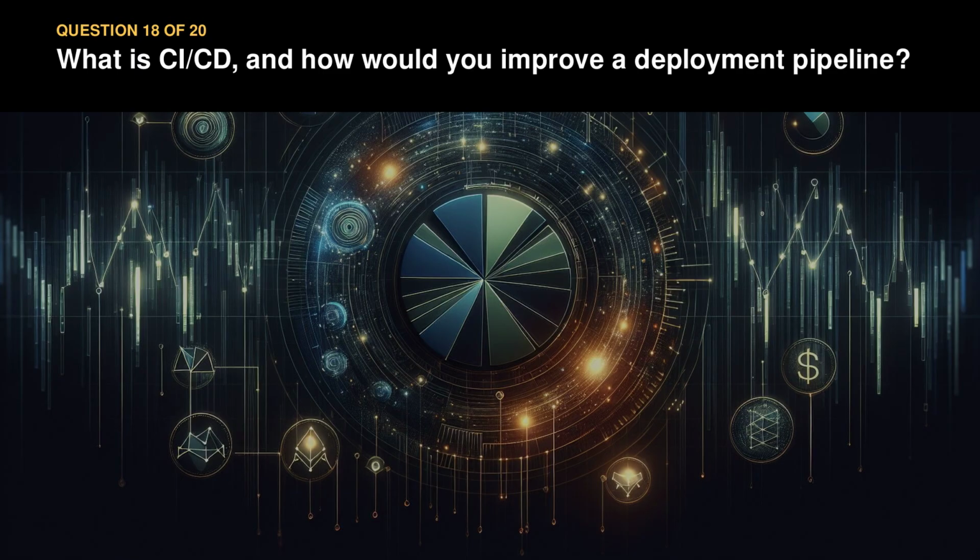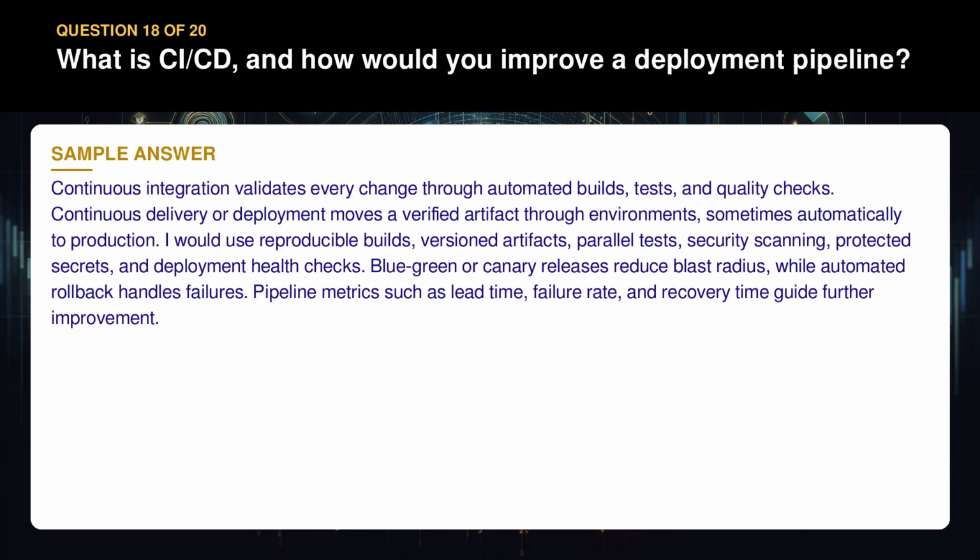Question 18. What is CI/CD, and how would you improve a deployment pipeline? Continuous integration validates every change through automated builds, tests, and quality checks. Continuous delivery or deployment moves a verified artifact through environments, sometimes automatically to production. I would use reproducible builds, versioned artifacts, parallel tests, security scanning, protected secrets, and deployment health checks. Blue-green or canary releases reduce blast radius, while automated rollback handles failures. Pipeline metrics such as lead time, failure rate, and recovery time guide further improvement.